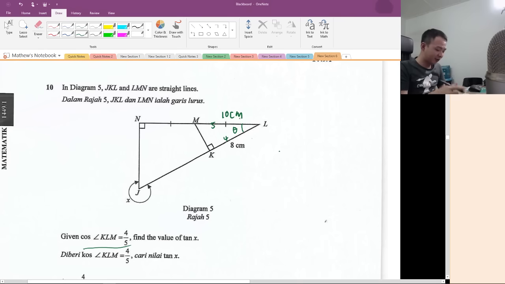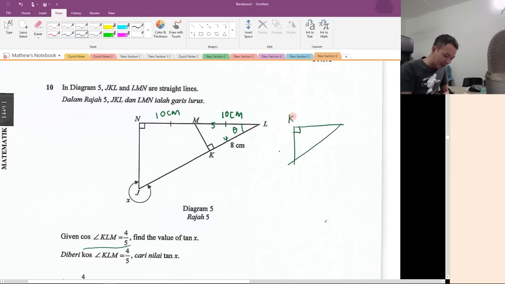Alright, so you notice 10 cm, they are the same length, right? So here is another 10 cm. Then the next thing I will do is take out this triangle and draw it like this. So this is K, this is L, this is M, because their angle is the same, right? They have the same angle with the big one. So therefore, this one will be 8 and 10.